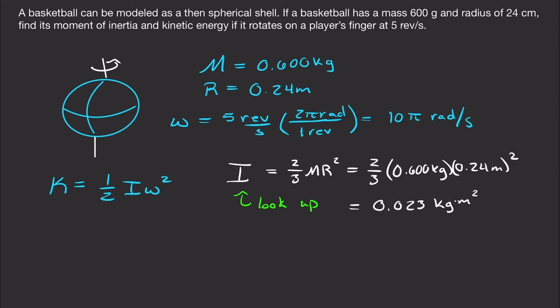And now I have omega, so I can plug into my kinetic energy. So 1/2 times 0.023 kilogram meter squared times omega squared, which is 10 pi radians per second, that all squared. If we plug that in, we get 114 joules.